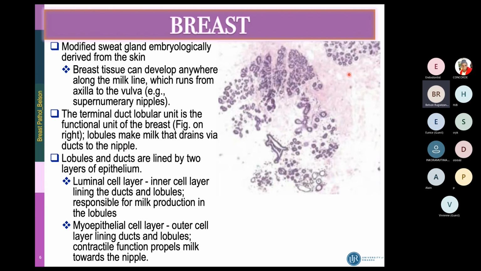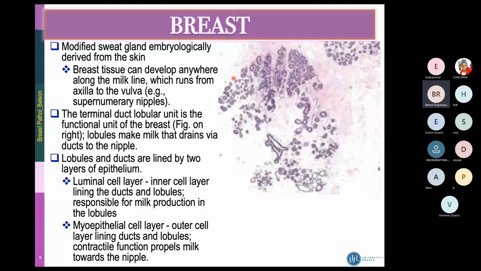So this is the histology of the breast, and we can see the ducts here, the smaller ducts here, and lobules. As I said, the breast is made of modified sweat glands, which are derived from the skin. So breast tissue can develop anywhere along the milk line, which runs from the axilla down to the vulva. That's why you will see some people who have supernumerary nipples, looking like a breast at any area. Usually what we saw personally are just nipples toward the axilla, but not toward the abdomen.